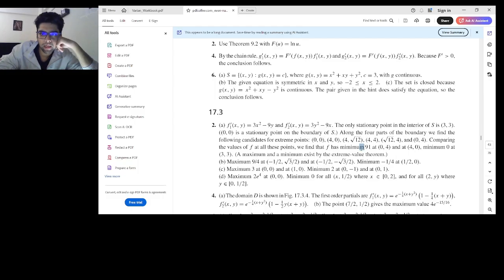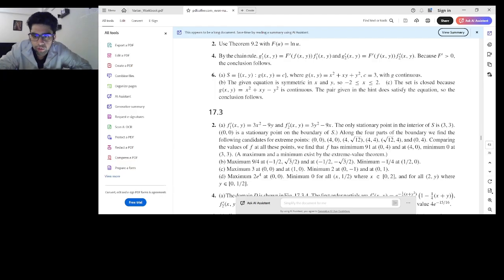They might be saying that the maximum is 91, right? But yeah, the minimum is 0. Minimum is 0 at 3 comma 3, and they are saying that the maximum is... let me just see, find the maximum and the minimum point defined for S, but let me just see.